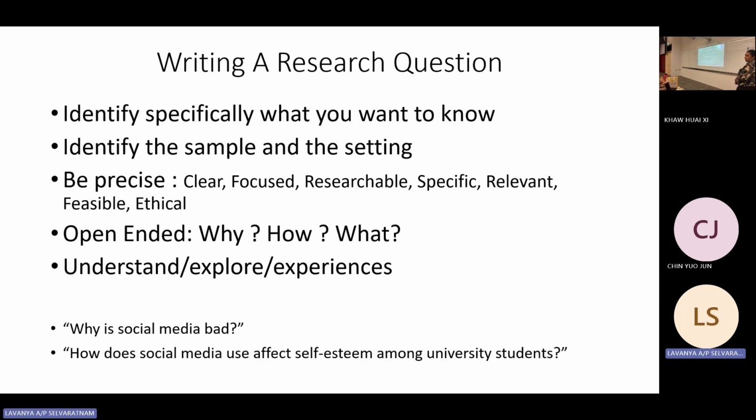Now, quickly, very quickly, 2 minutes, write a research question. Just write a research question individually. And don't copy my research question at the bottom.